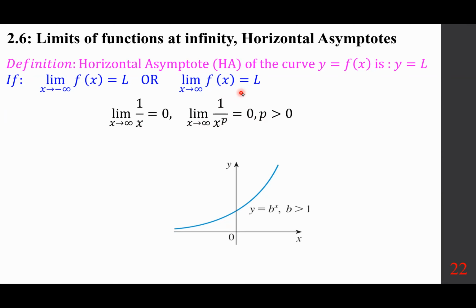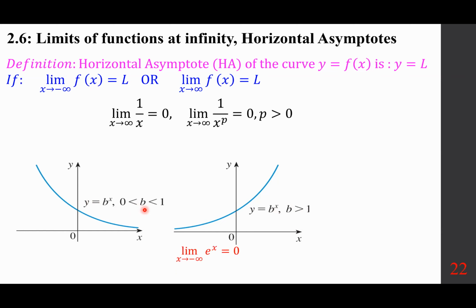All right, let's look at this function, an exponential function. This one is an exponential growth when the base is larger than 1. This is an exponential decay when the base is between 0 and 1. So, for example, e to the power of x looks like this. So the limit of e to the power of x as x approaches minus infinity is 0, which means in this case y equals 0. The x-axis is the horizontal asymptote.